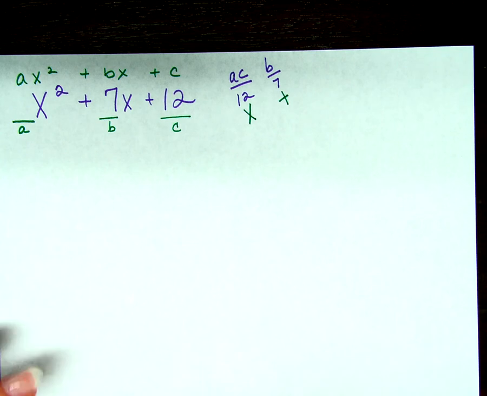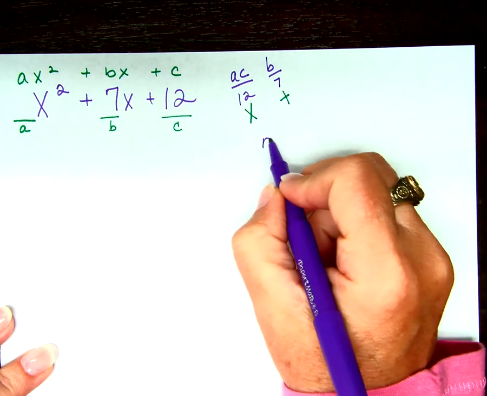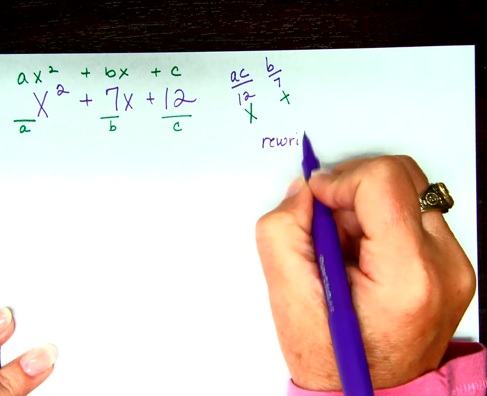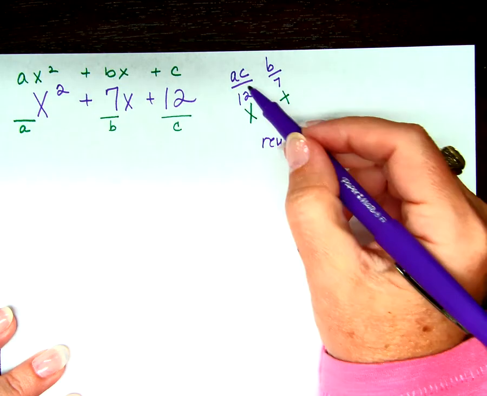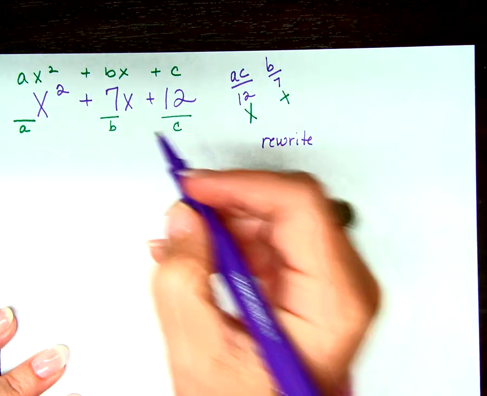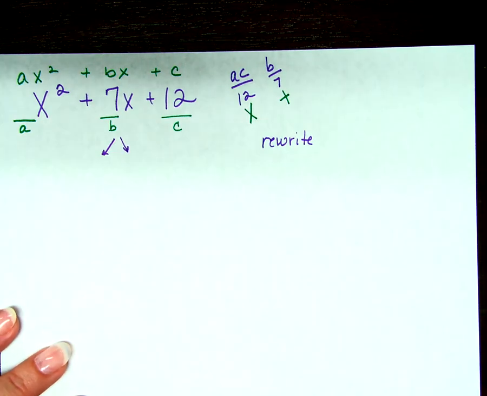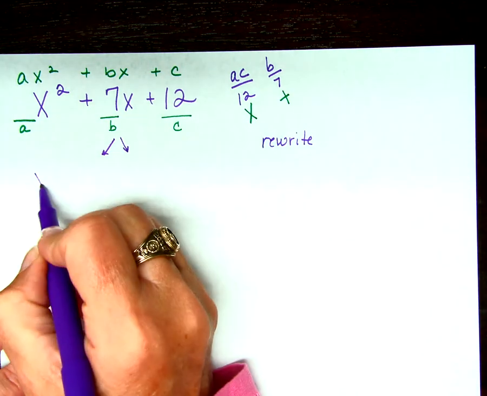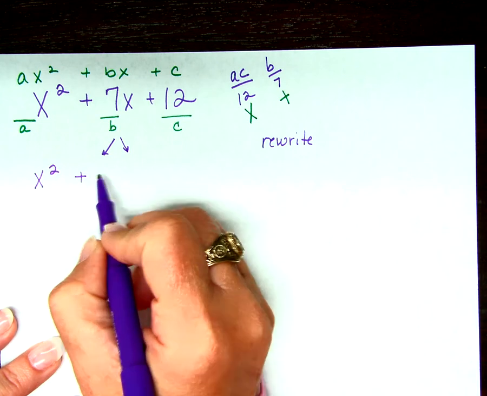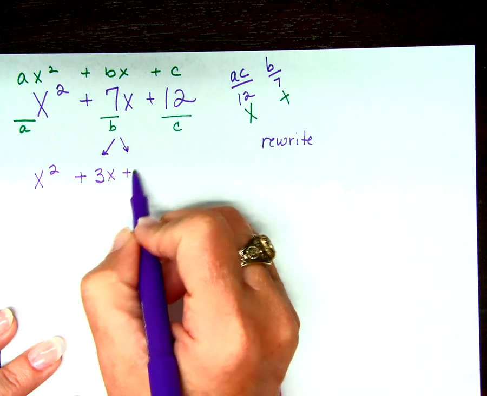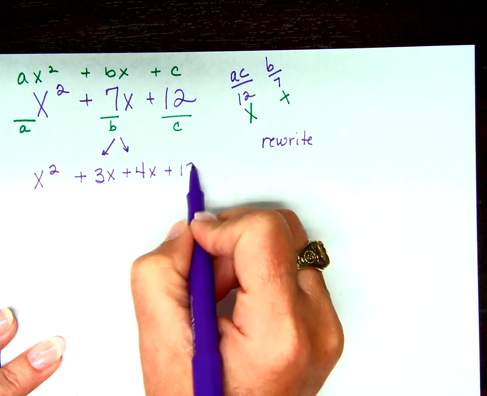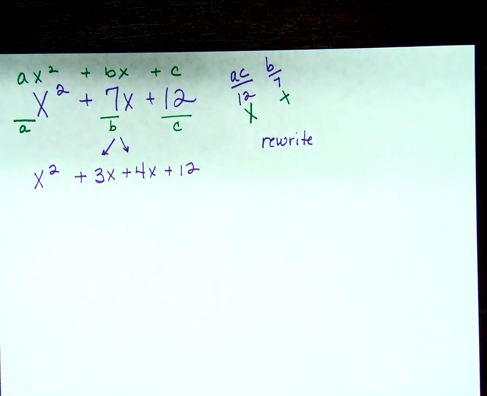Okay, so after we do this part, our next step is to rewrite. First we find A, C, and B, then we rewrite the problem. I'm going to take this middle term right here and split it into two parts, the two parts that you just told me. X squared plus 3x plus 4x plus 12. Does that make sense? Well, now there's four terms. Don't you know how to factor when it has four terms?